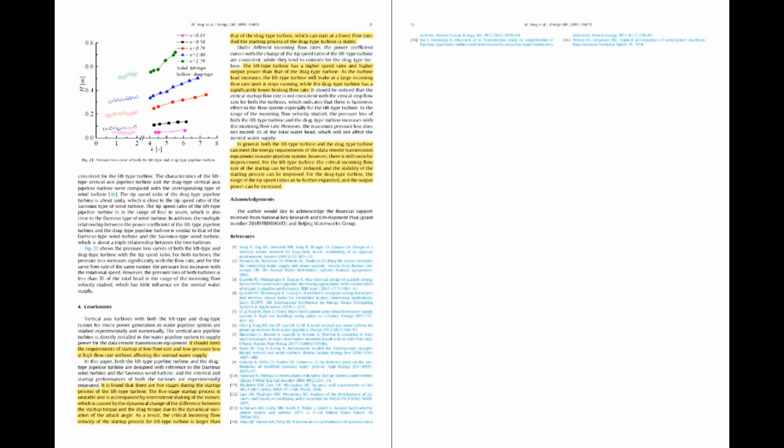In comparison to a drag type turbine, a lift type turbine has a higher speed ratio and output power. The lift type turbine will brake at a high incoming flow rate until it stops operating as the turbine load rises, whereas the drag type turbine has a substantially low braking flow rate.